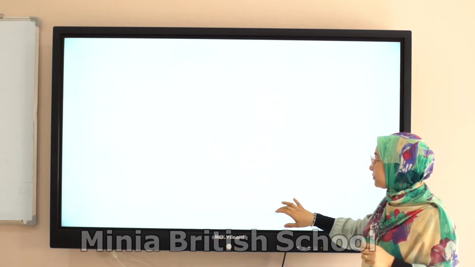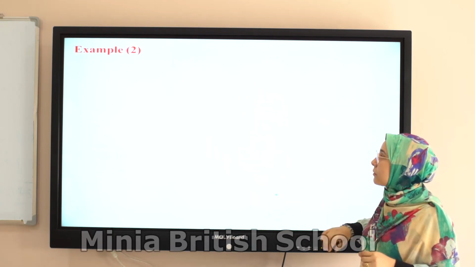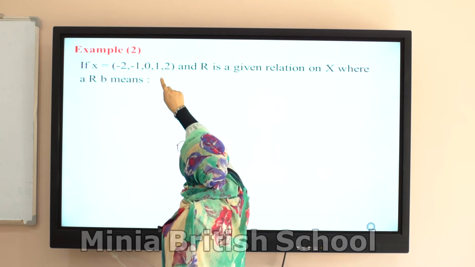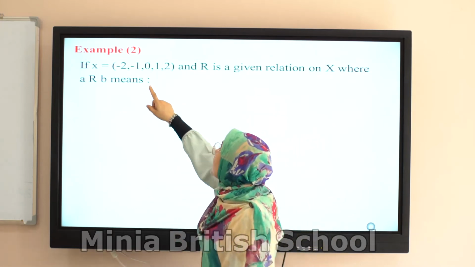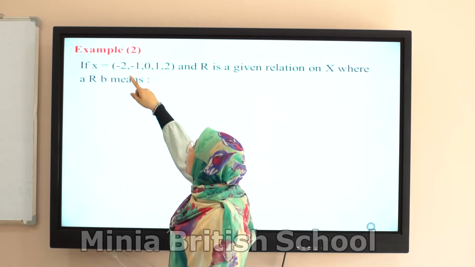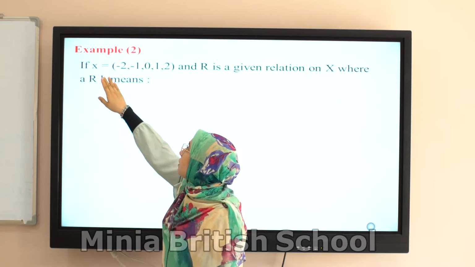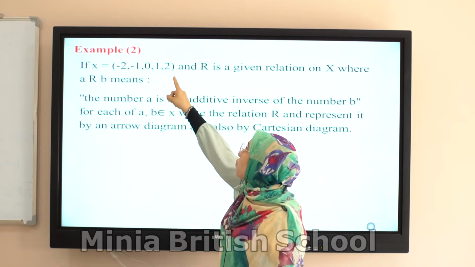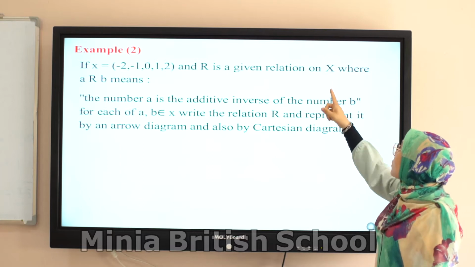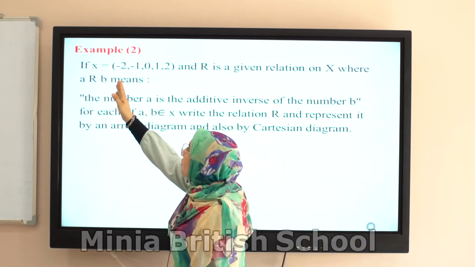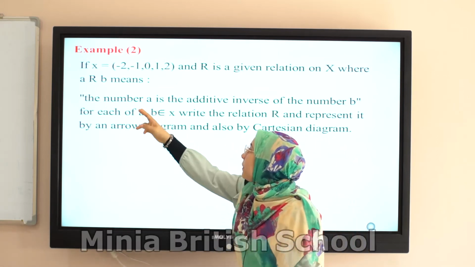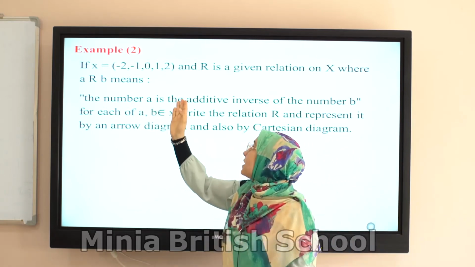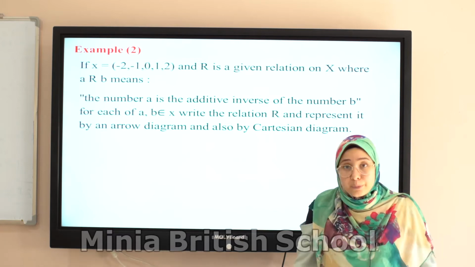Another example. Example 2. If X is the set of elements -2, -1, 0, 1 and 2, with two parentheses, not brackets, and R is a given relation on X, where A R P means the number A is the additive inverse of the number P. Again, the number A is the additive inverse of the number P.